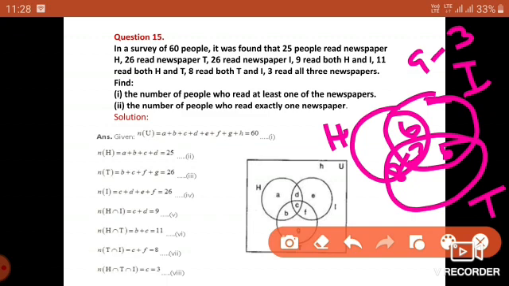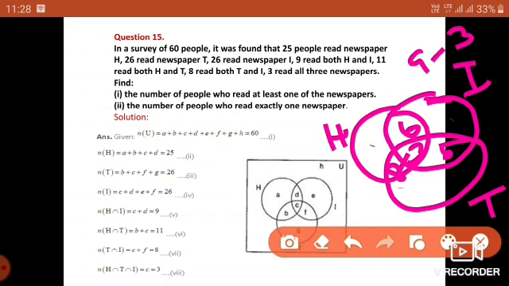Next, 8 read T and I. So 5 plus 3, 8 you have to get. Next, 11 read H and T. So 11 minus 3 is 8. So 8 plus 3 will get 11. Now you have to fill these 3 columns.